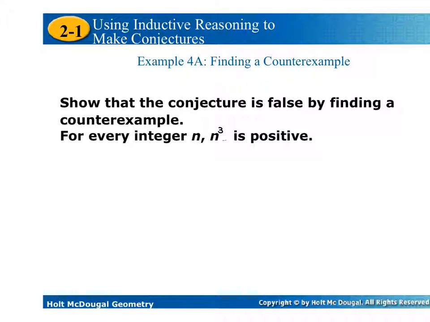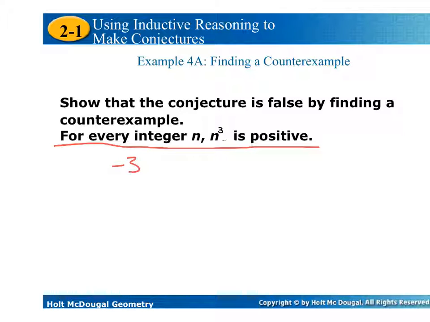So show that the conjecture is false by finding a counterexample. So this is our conjecture. Now we have to find a counterexample that proves this to be false. For every integer n, n cubed is positive. So what's an integer? Negative and positive numbers. So give me an example of an integer, Adam.